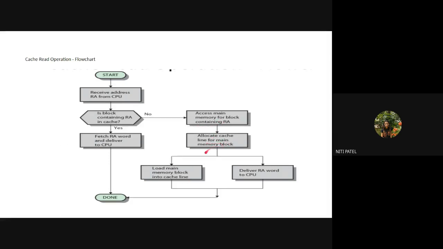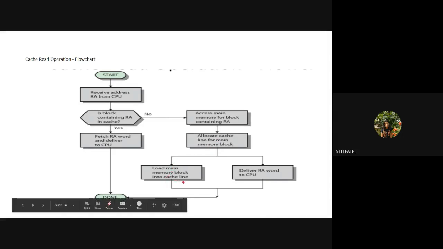Allocate a cache line for the main memory block. Allocating the cache line for the main memory block means I have searched the main memory and got the contents. Now, since the data is there in the main memory, my cache and main memory will operate together for executing that particular program. Load the main memory block into the cache line. That means once it is there in the main memory, I will use the cache memory as well as the main memory to complete the execution in a faster manner. Once the working of the cache and the main memory is completed, my instruction is executed and I have completed the execution of the program.